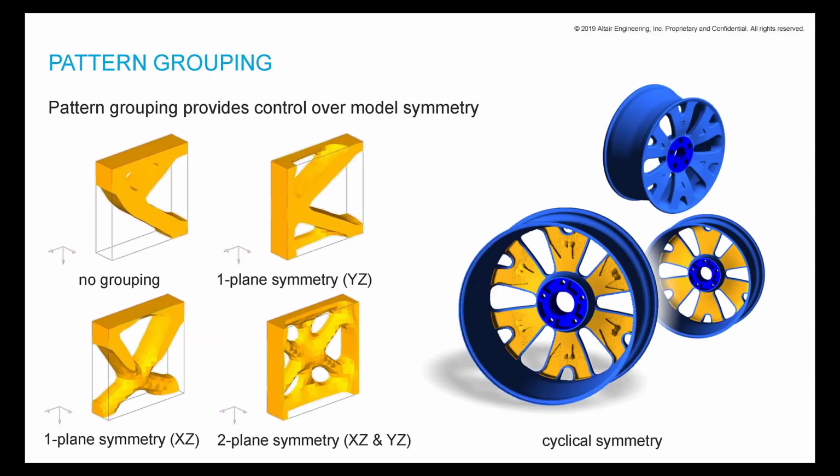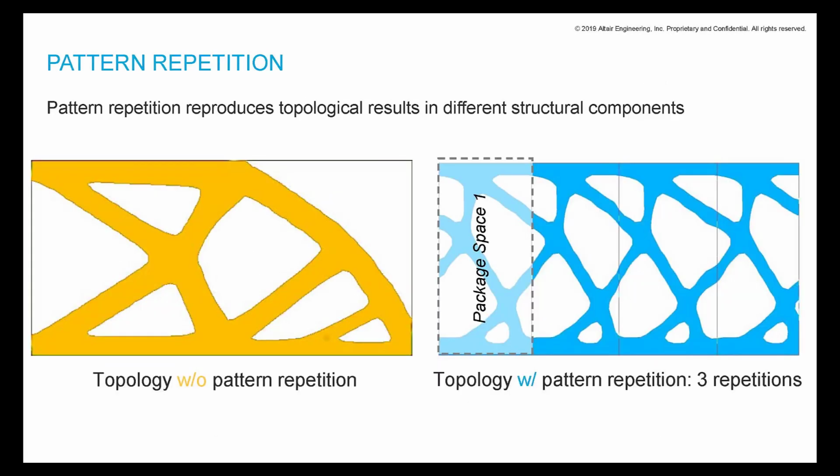Pattern grouping provides control over model symmetry. Available symmetry types are 1-plane, 2-plane, 3-plane, and cyclical symmetry. Pattern repetition forces multiple parts to have identical or similar designs.